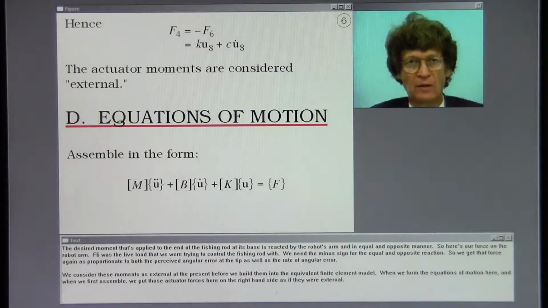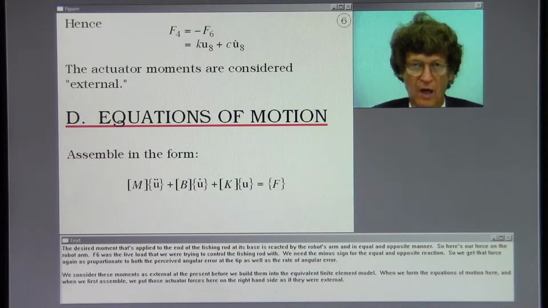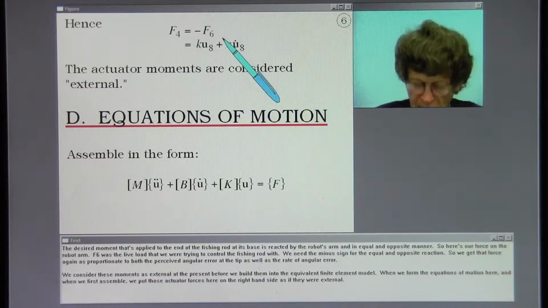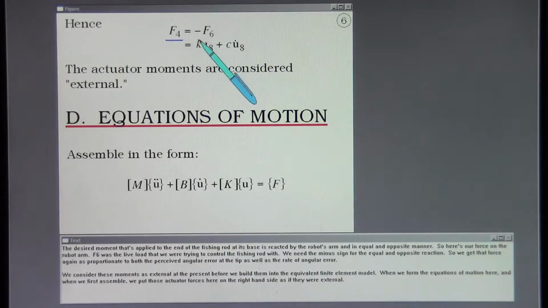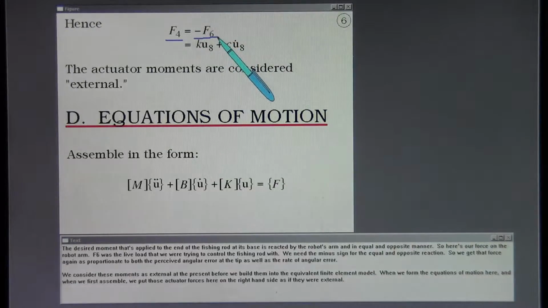The desired moment that's applied to the end of the fishing rod at its base is reacted by the robot's arm in an equal and opposite manner. So here's our force on the robot arm. F6 was the live load that we were trying to control the fishing rod with. We need the minus sign for the equal and opposite reaction. So we get that force again as proportionate to both the perceived angular error at the tip as well as the rate of angular error.